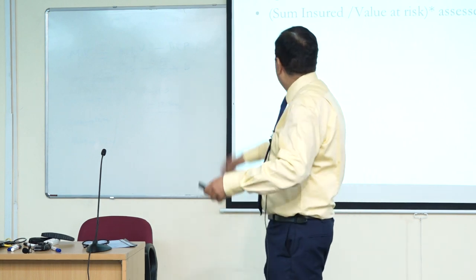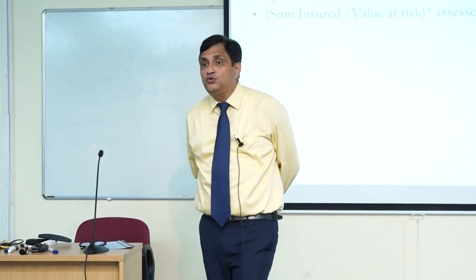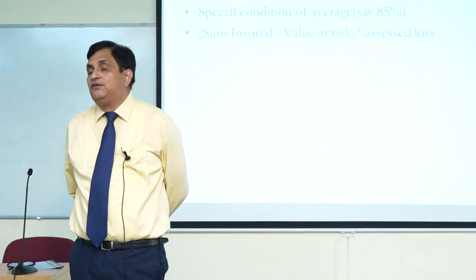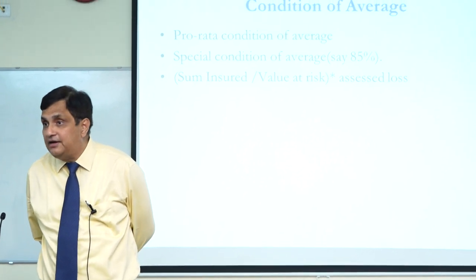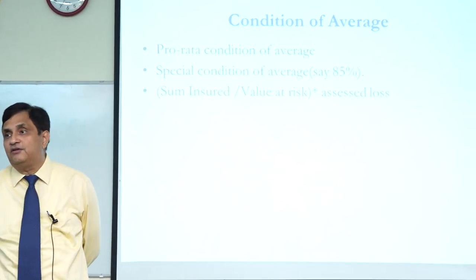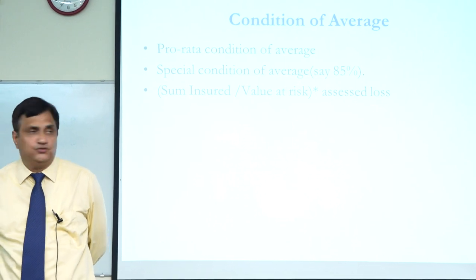Right? And then the pro rata condition of average, I already told you, is under the insurance principle. That means if you are insured for 90 when you should be insured for 100, then I am only going to give you a claim of 90 divided by 100. That is the principle of underinsurance.